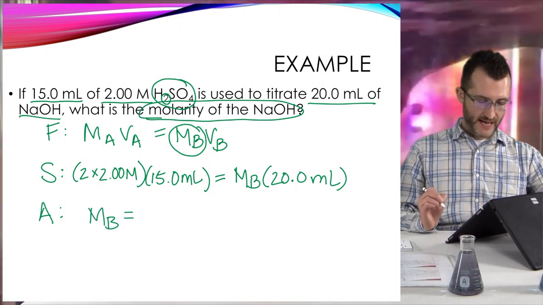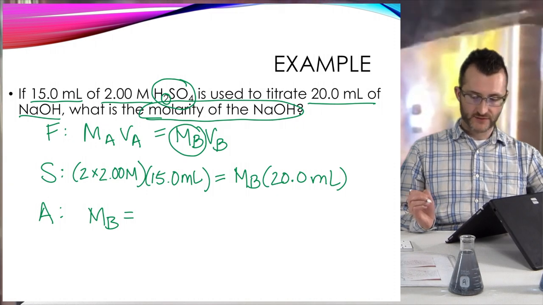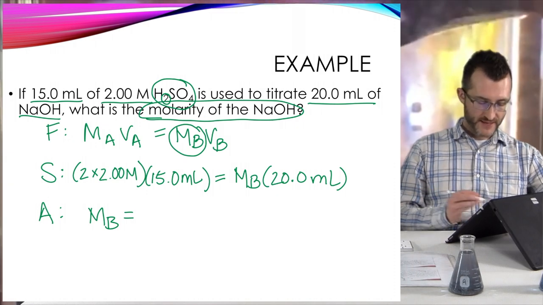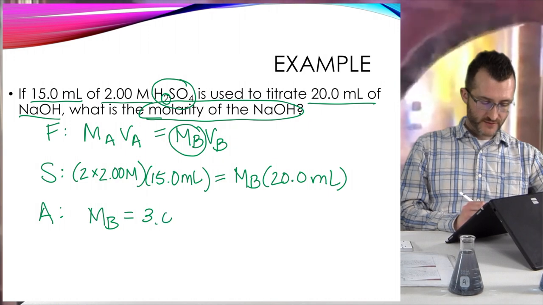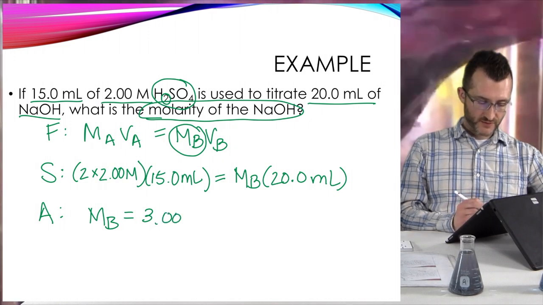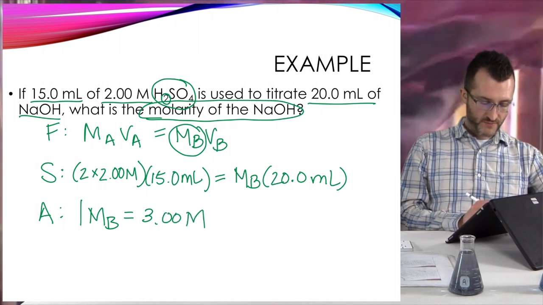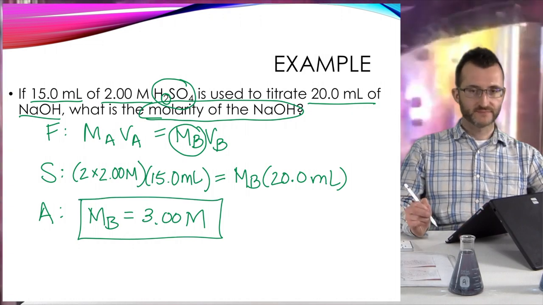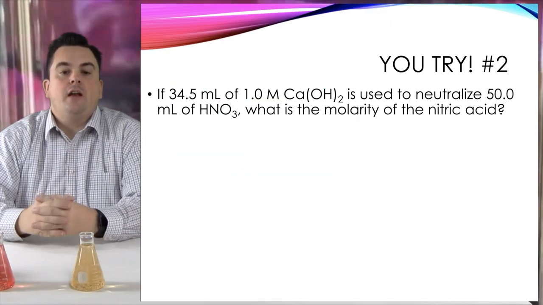Let's see, sig fig wise, again, pretty easy. Looks like everything's 3 sig figs. So for Mb, I get 3.00. It's a concentration in molarity. So big M molar for my final answer. Very good. You try number two.